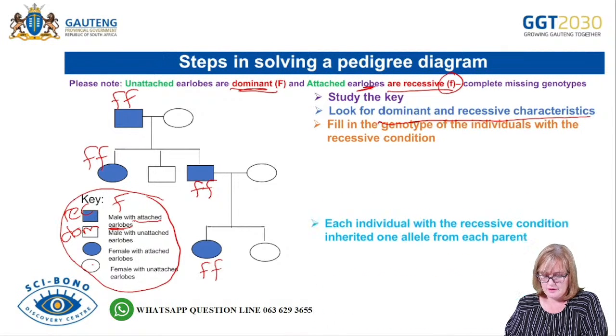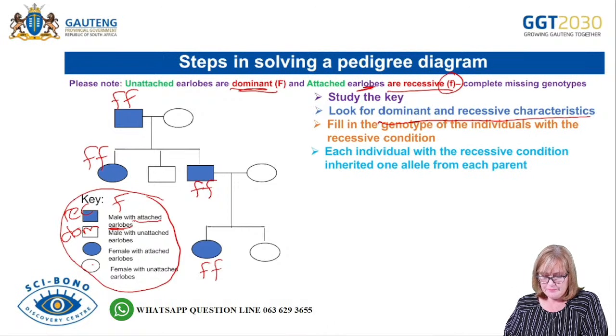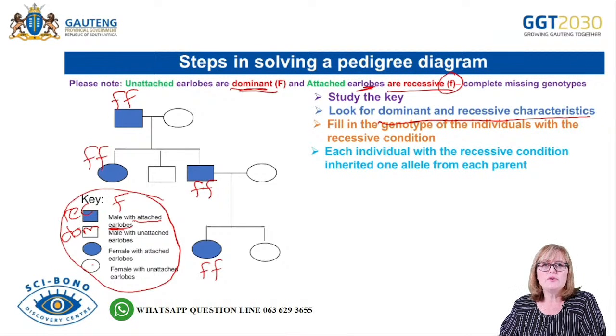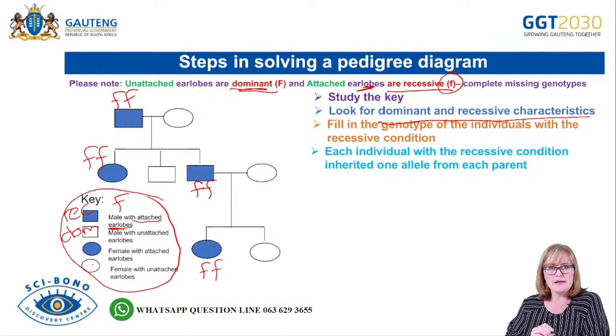But now we have to see whether the people with the dominant characteristics are heterozygous or homozygous. That's the decision you have to make by looking at the recessive ones. The recessive ones will give you the clue, right? Because each recessive person will get a recessive allele from both their parents. They will get one from the mother and they will get one from the father. All right.